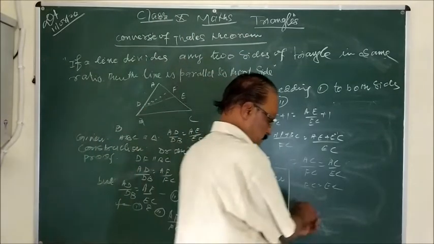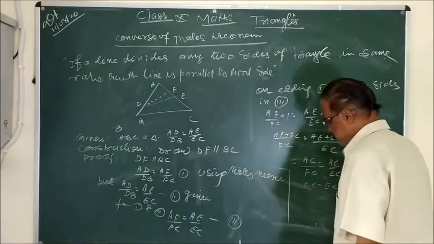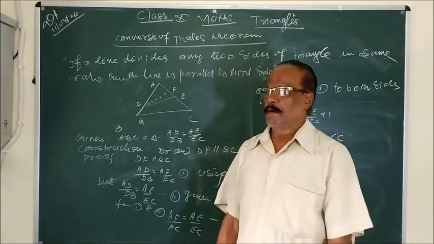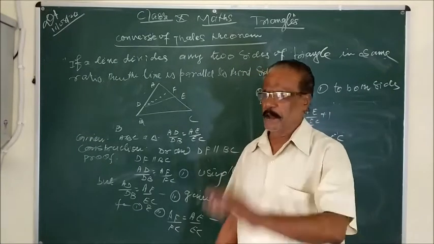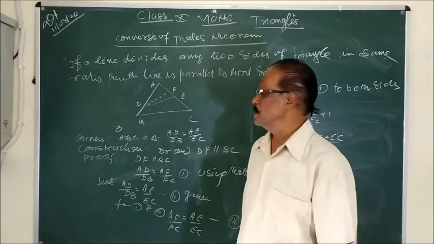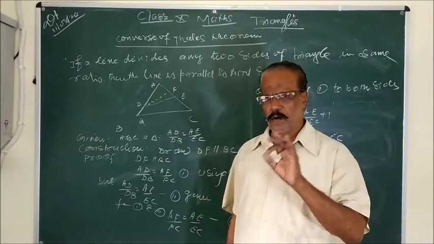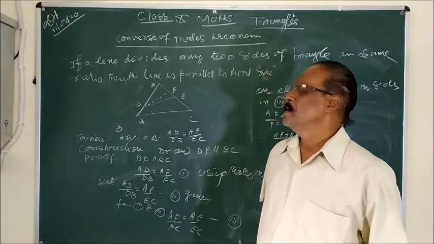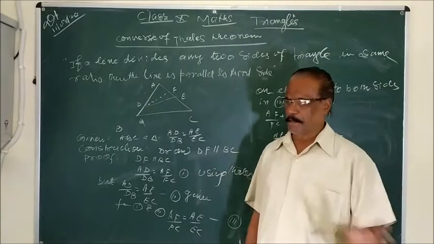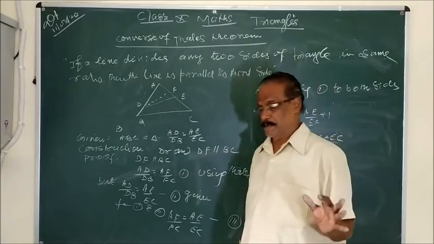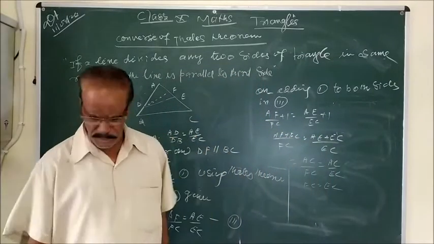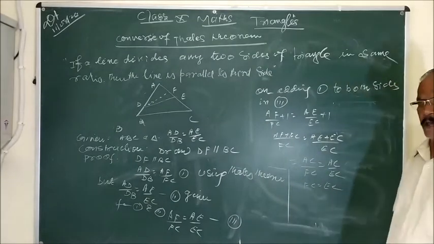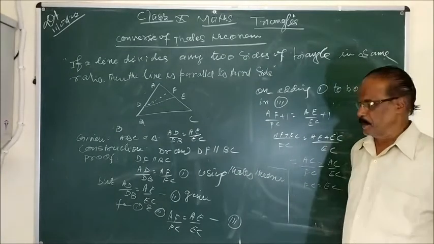Triangles in geometry. I have already started and I have explained Thales theorem. I would like to remind you once again of the Thales theorem, only the statement. If a line is drawn parallel to one side of a triangle, it divides the other sides in the same ratio. This is true for all triangles, and this is given by Thales. Hence, it is known as Thales theorem.